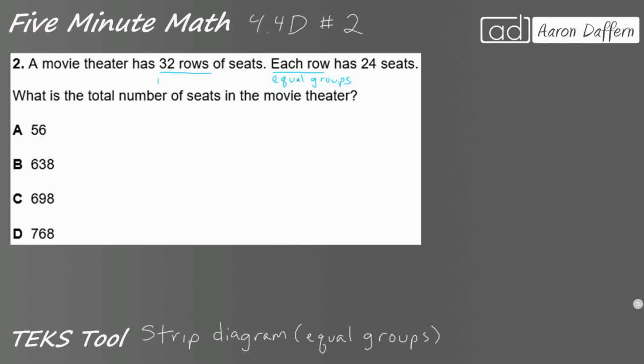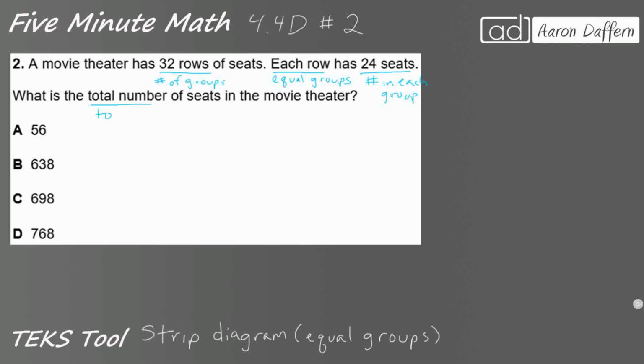Now, each movie theater is 32 rows, so these rows are going to act as a group. So this is the number of groups. Sometimes your number of groups is going to be 32 people or 32 cars or 32 books or 32 something. But 32 sets of something, in this case, rows of seats. That's how many groups we have. And then we've got the same number in each group, 24. So number in each group. What we don't have is the total.